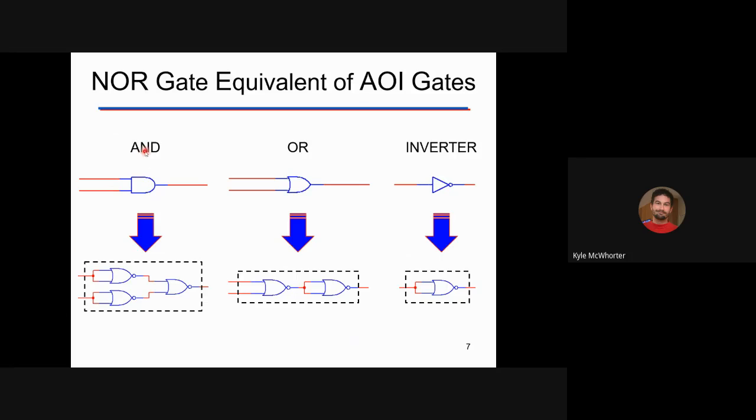The AND gate is 2 inverters that go into a NOR. The OR is just a NOR with an inverter. And the inverter is when you do the same input going to both inputs.